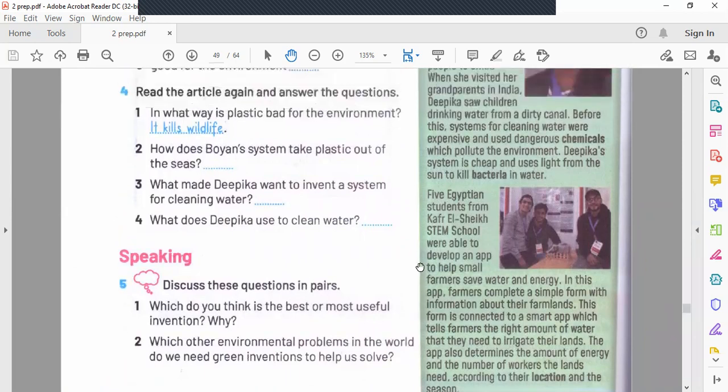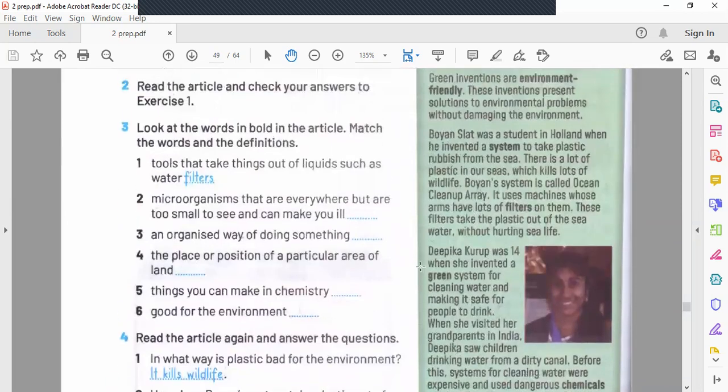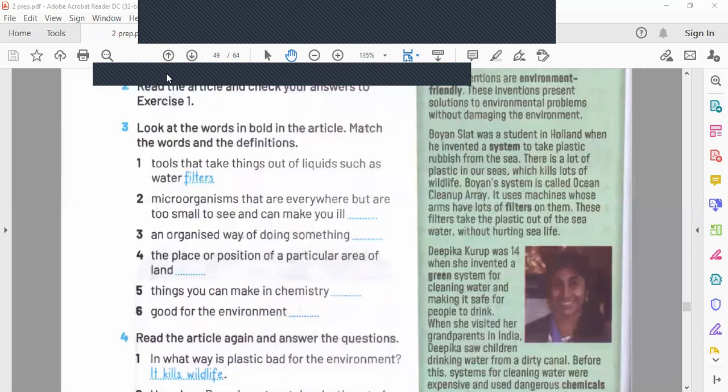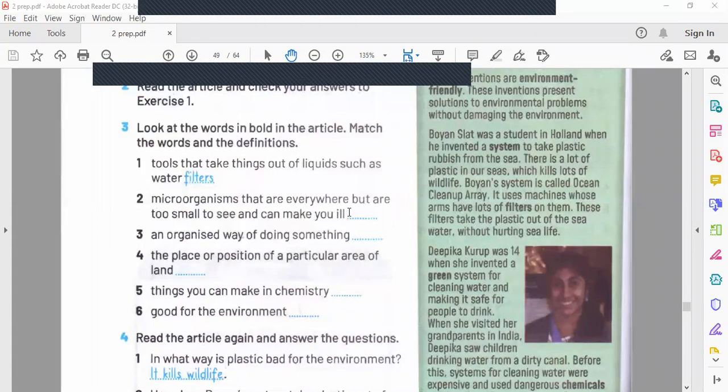Okay, let's try to complete that exercise. Tools that take things out of liquids, such as water: filters. Microorganisms that are everywhere but are too small to see and can make you ill. Yes, that's right. The answer will be yes, bacteria.